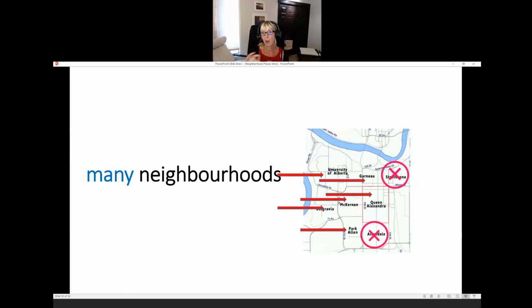6 out of 8 have convenience stores. So my sentence is many neighborhoods have convenience stores. I can ask, how many neighborhoods have apartments? Many neighborhoods have apartments.